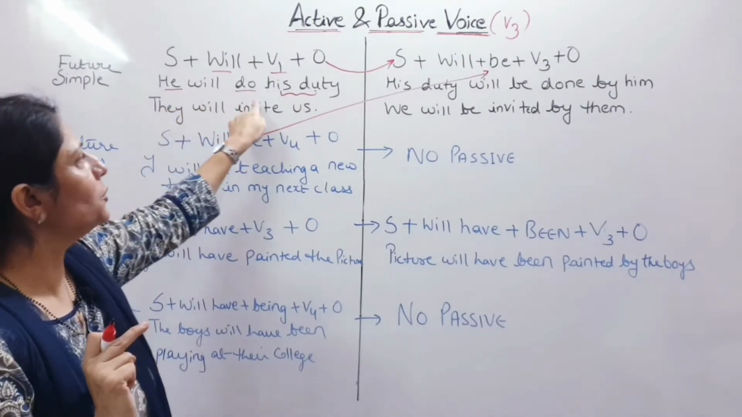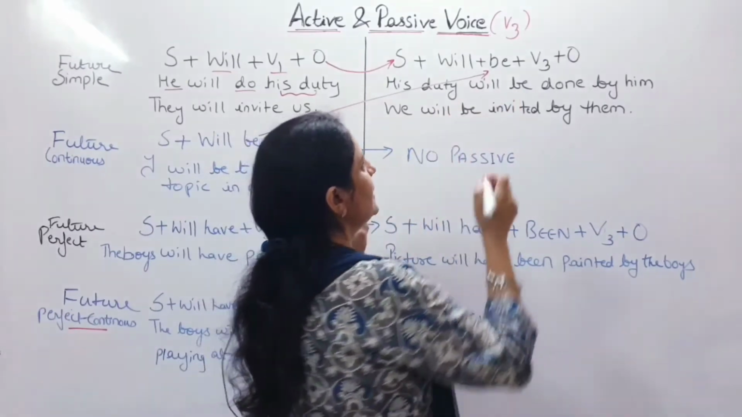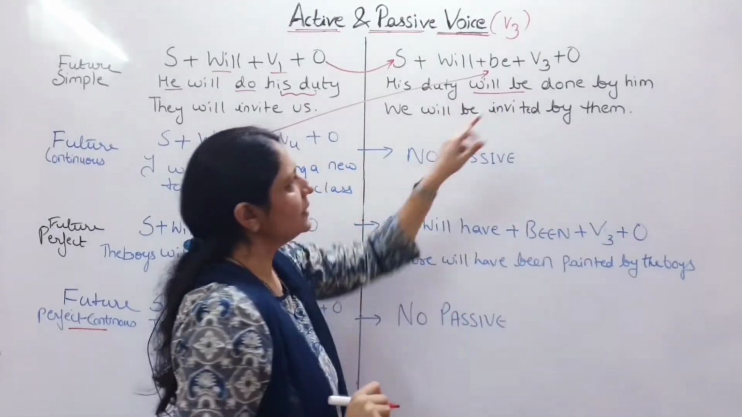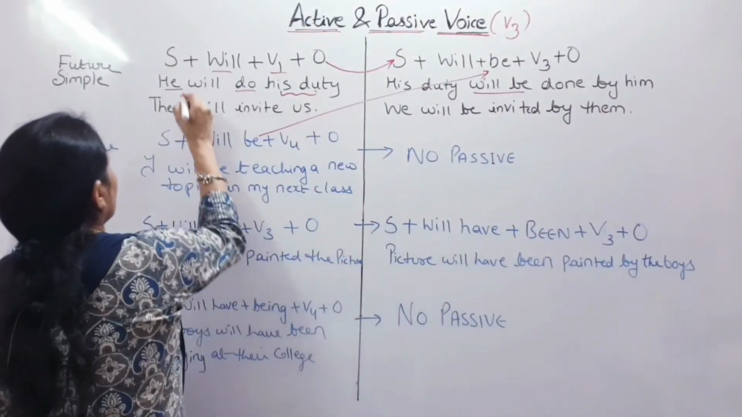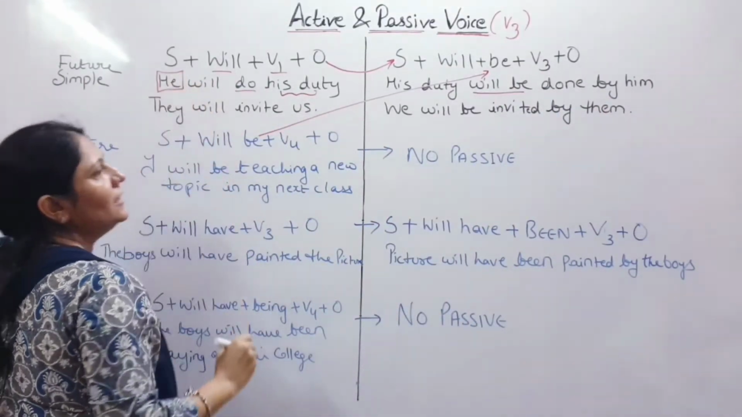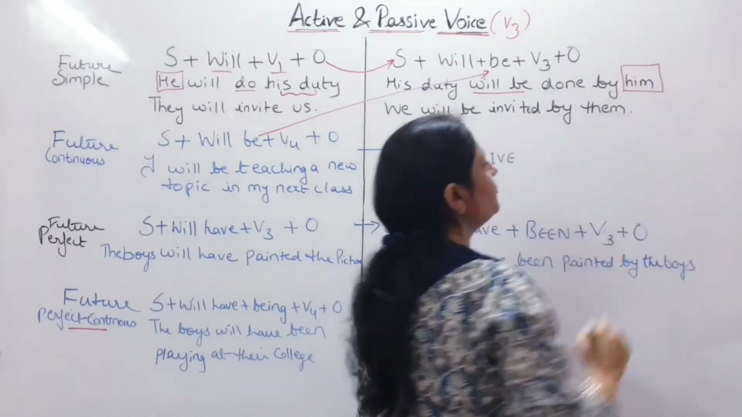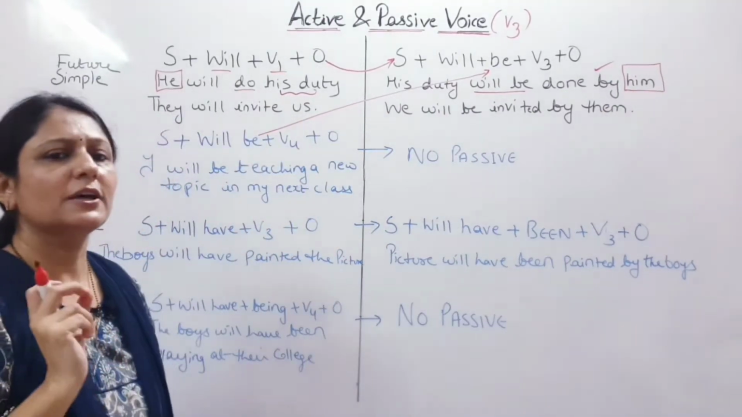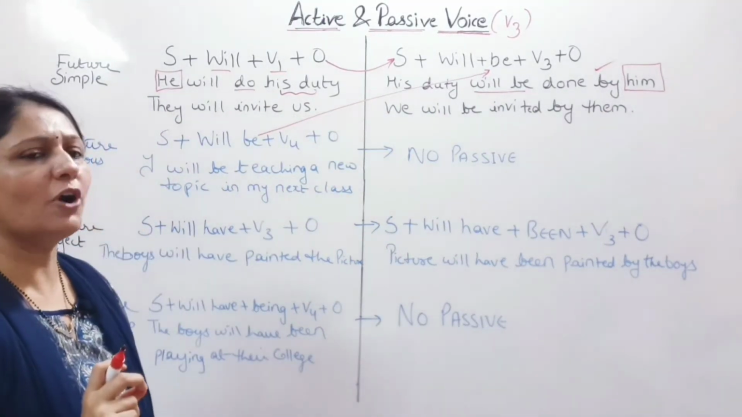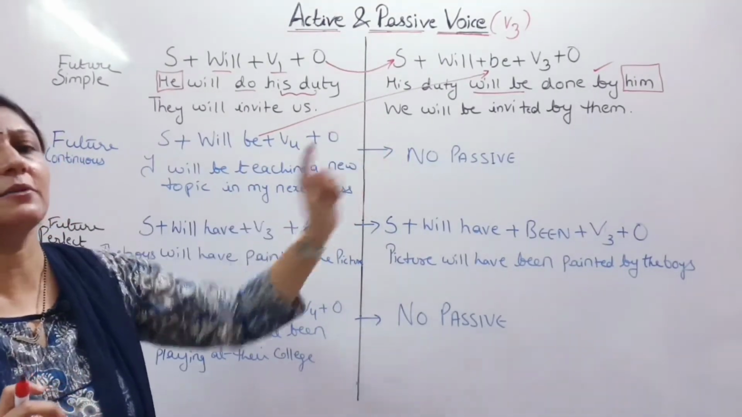He will do his duty. His duty will be... Look, these two go together. The third form of do is done, and see again the pronoun he has become him in case of future tense, and as I told earlier, we always use the word be for object in passive voice. So his duty will be done by him.